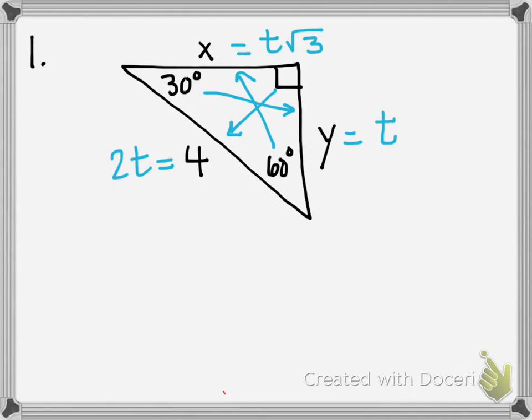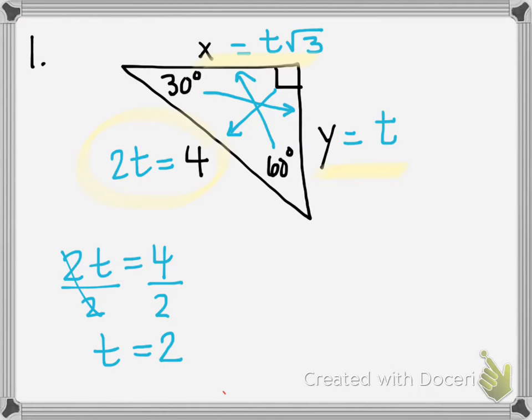So since over here I don't know either variable, that's not going to help me find T. Same thing for up on top. I don't know X or T, so I'm not going to be able to solve anything there. But here, I know that 2T equals 4. So that's going to allow me to solve for T. So 2T equals 4. If I divide by 2, that means that T equals 2.